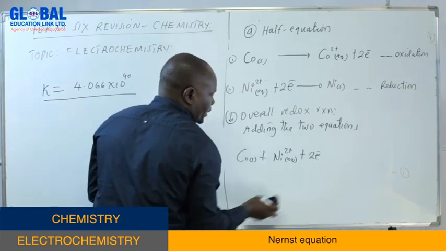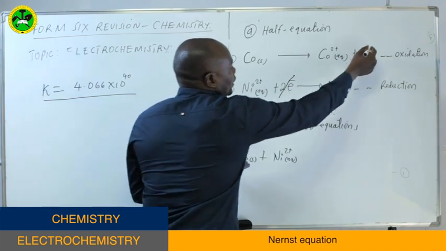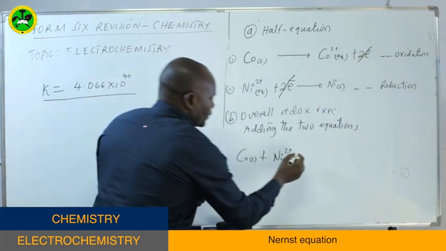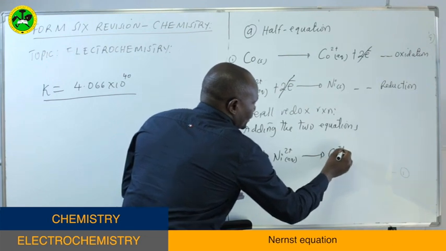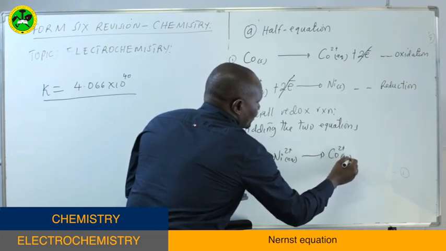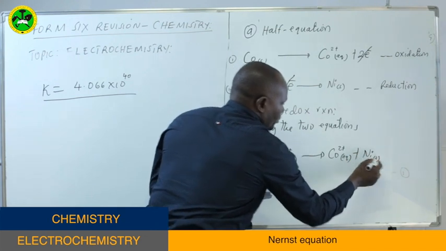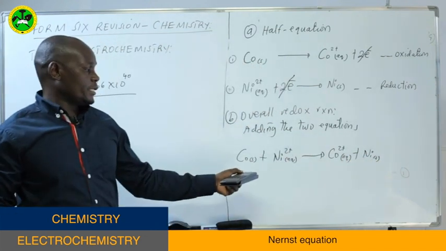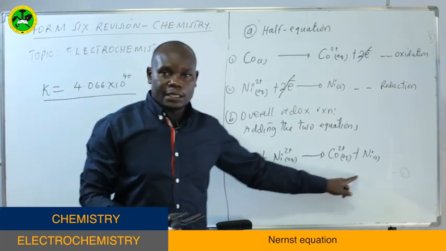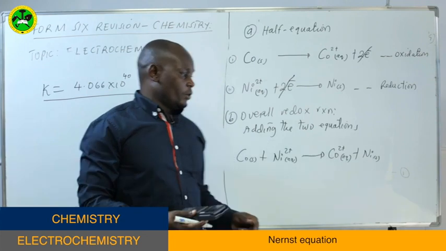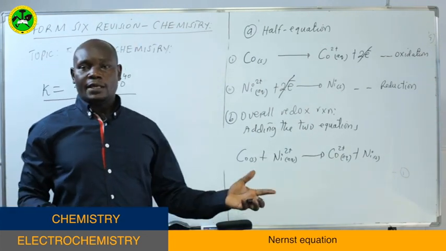Now, the electrons will cancel each other because here we have 2 electrons and there we also have 2 electrons. So the products will be cobalt 2 positive aqueous, plus nickel solid. So this is our overall redox reaction, showing the species that have been oxidized and the species that have been reduced. So the third part, you are asked to calculate the equilibrium constant K of the reaction.